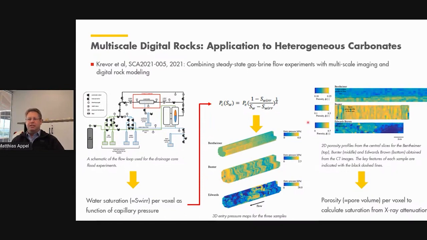And then by combining the information at each voxel and assuming a certain capillary pressure behavior, one can determine the capillary pressure, the entry pressure in each of these voxels that are measured. And that is exactly the information that is needed to predict, for instance, the CO2 flooding through the porous structure.